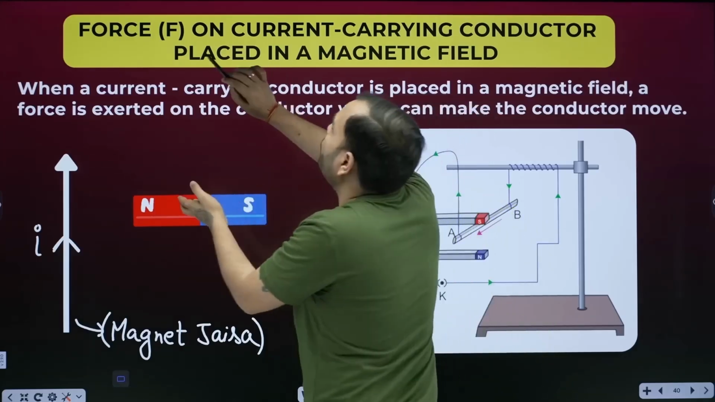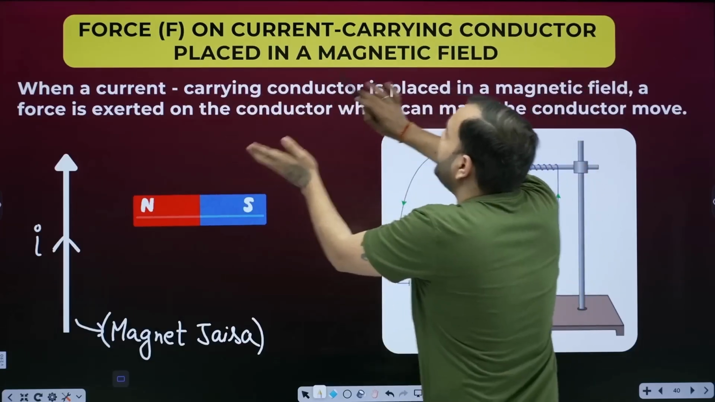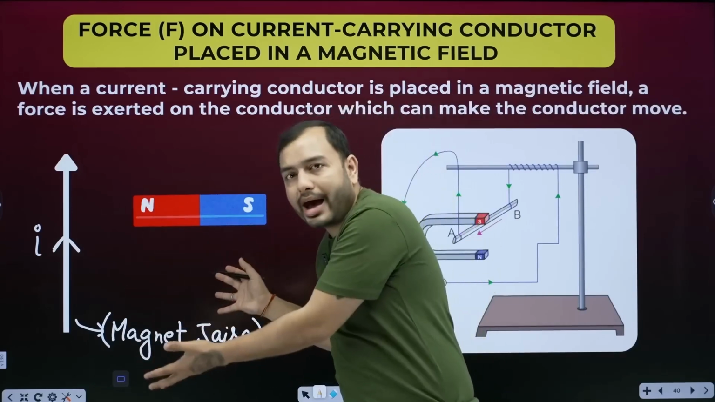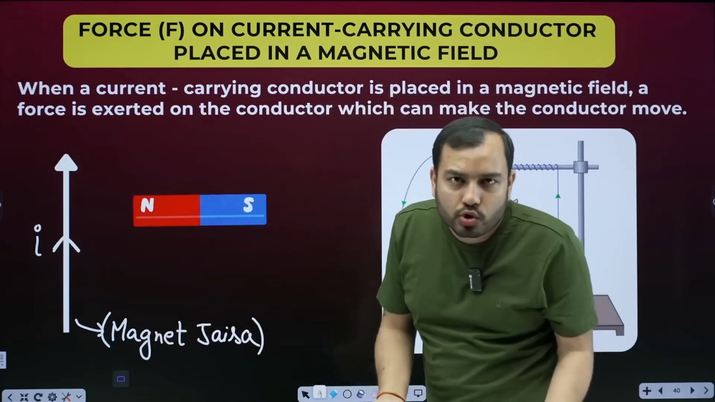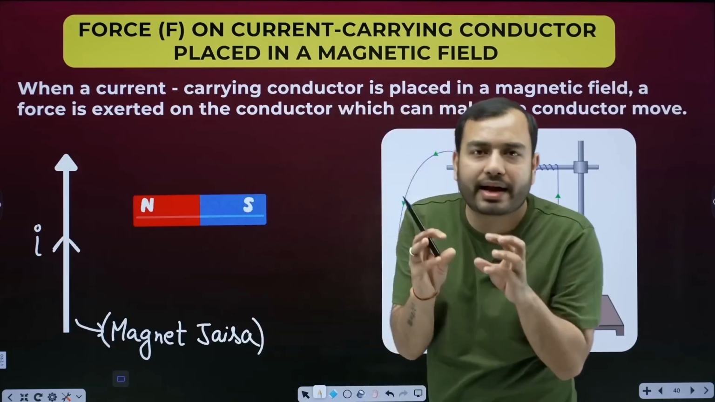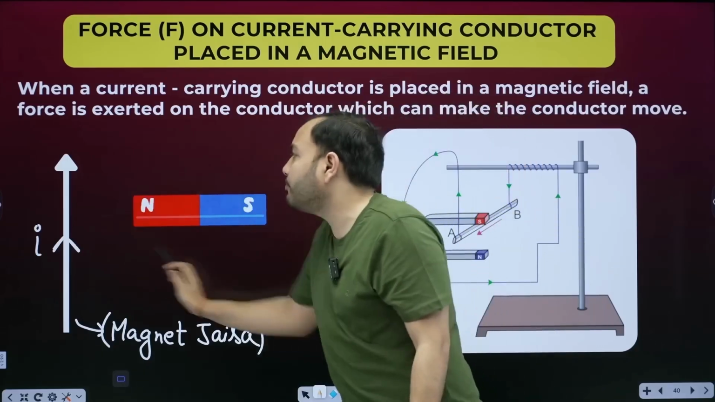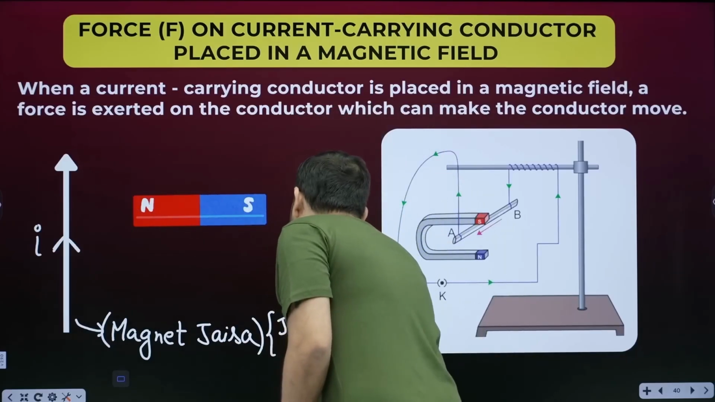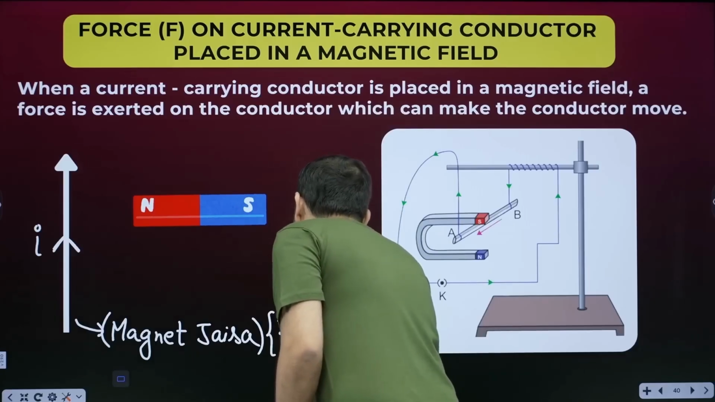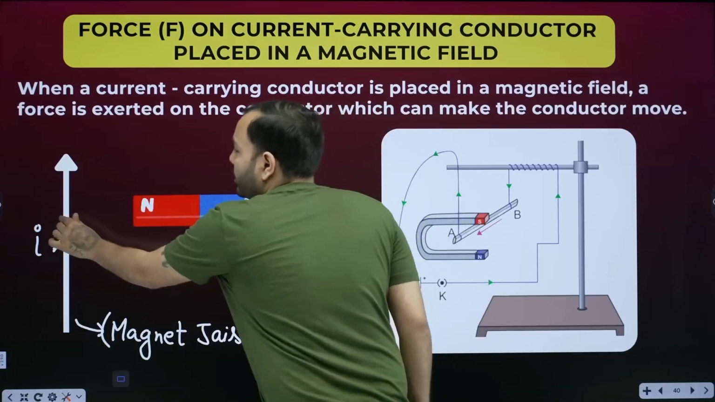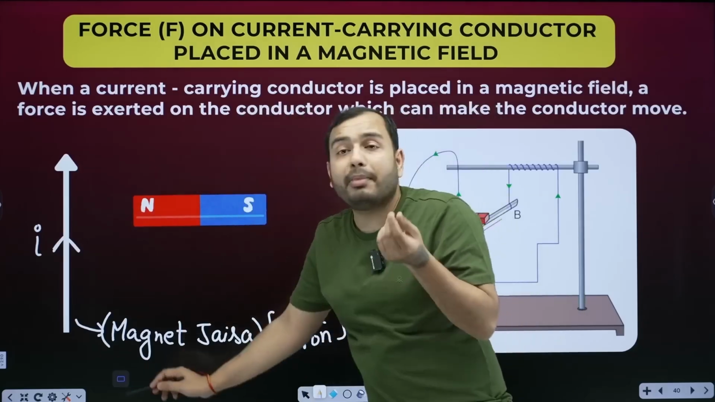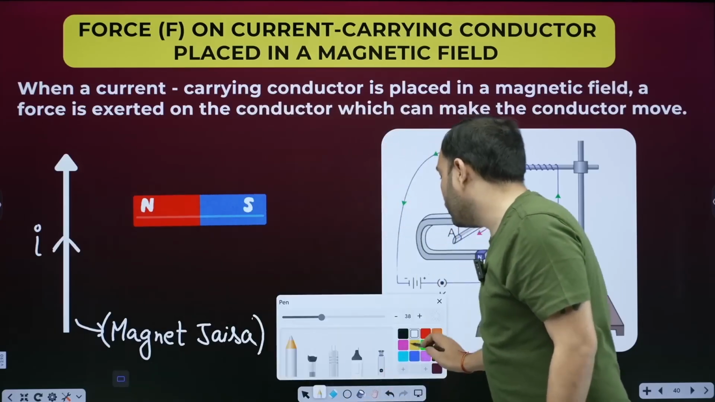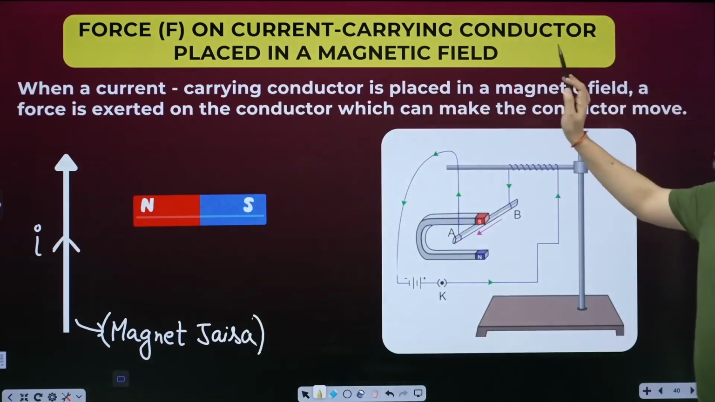This topic is called force on a current carrying conductor placed in a magnetic field. If you bring a current carrying conductor in the field of a magnet, what would be exerted on it? Force would be exerted, because these two magnets will either attract or repel. Think of it as iron. If you bring iron near a magnet, will force apply or not? It will. But it is not even iron, it is a magnet, and so force would be applied on it. Force on a current carrying conductor placed in a magnetic field.